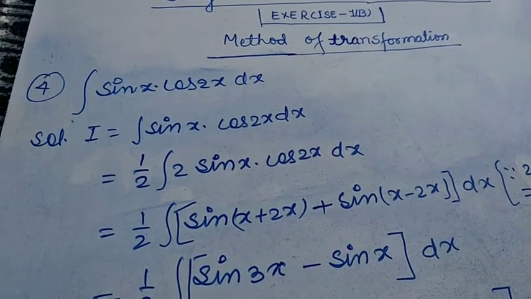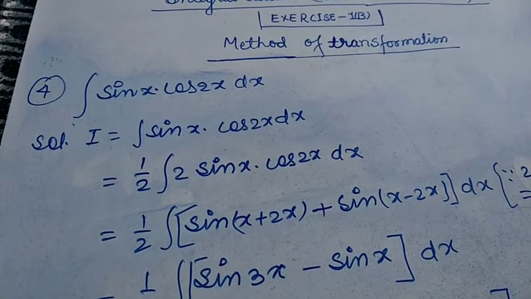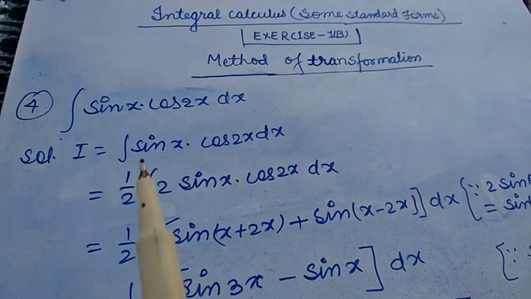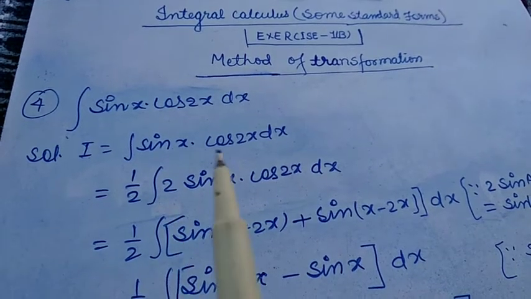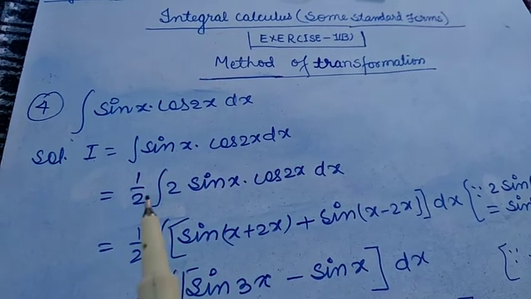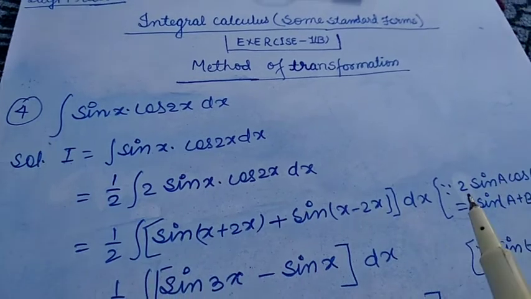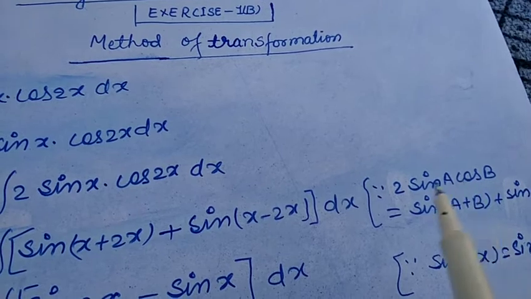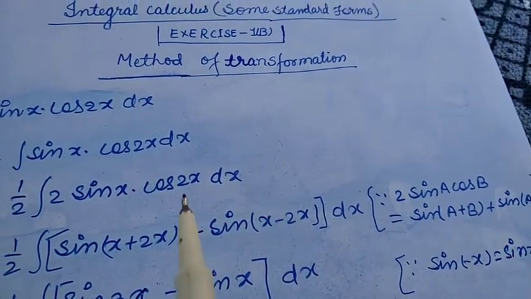You can see the next question, which is question number 4. Integration of sin x into cos 2x into dx. So you can see the solution. I is equal to integration of sin x into cos 2x into dx. For solving this question, we have multiplied and divided by 2 with this term, so it will become in the form of 2 sin a cos b. We know the formula of 2 sin a cos b, which is sin(a plus b) plus sin(a minus b). So we have used it here.